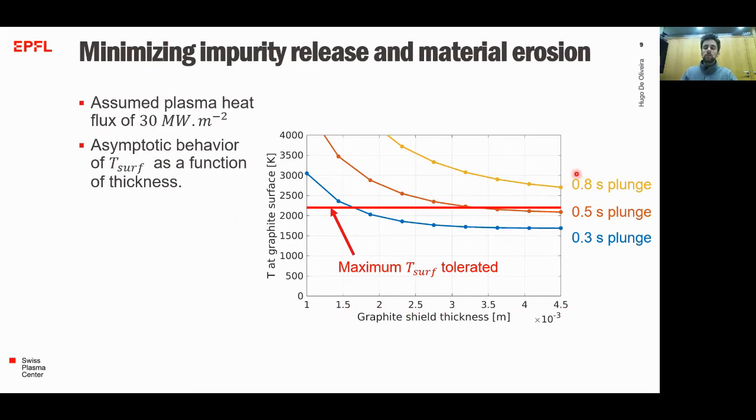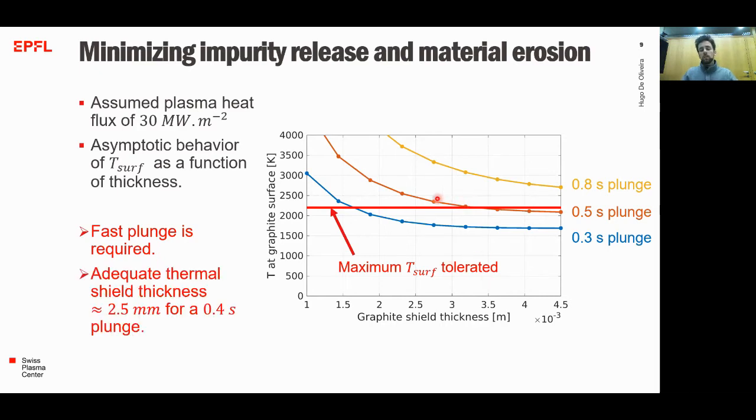And you can see here that for the slowest plunge time, the surface temperature is always above 2200 Kelvin, no matter how thick the shield is. So we can have a first conclusion from this, that a fast plunge is mandatory. Secondly, in the range we are interested in, of a fast plunge, the shield must be at least 2.5 millimeter thick. And that's our design choice for the diagnostic, because we always want the probe component to be as compact as possible.